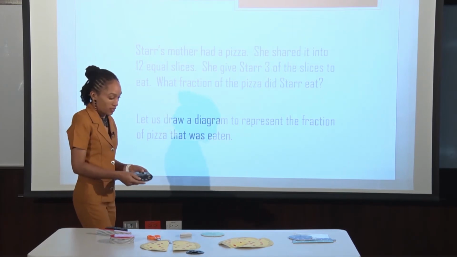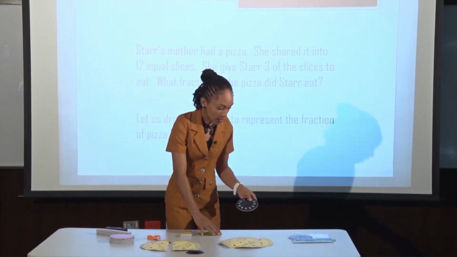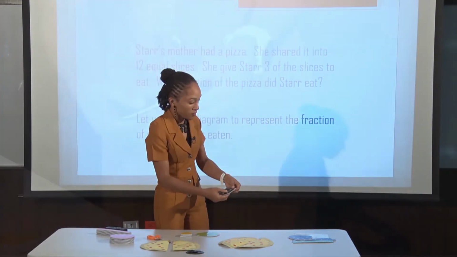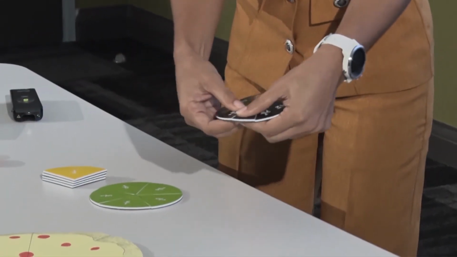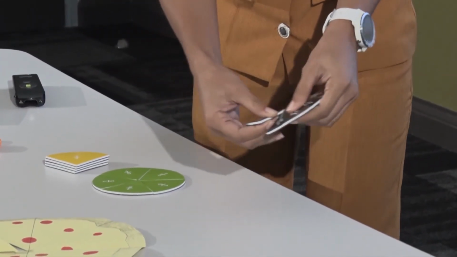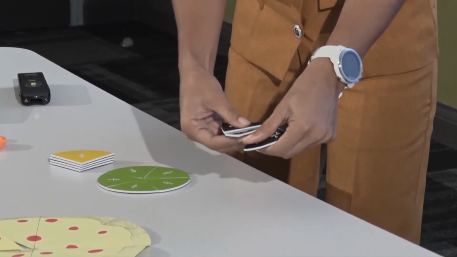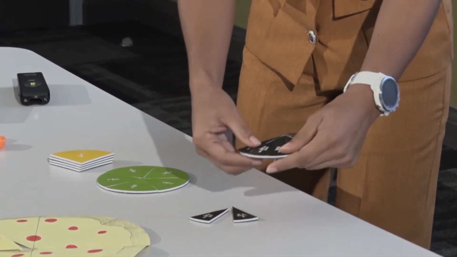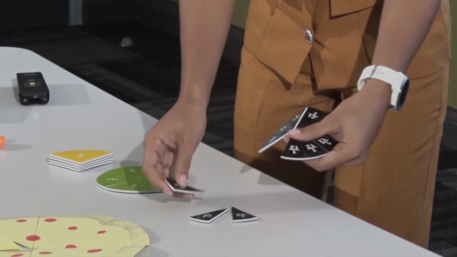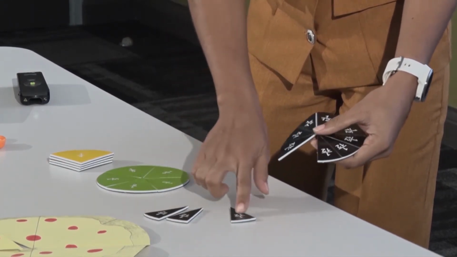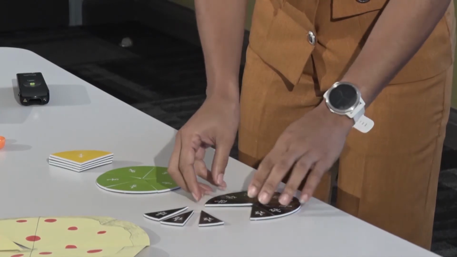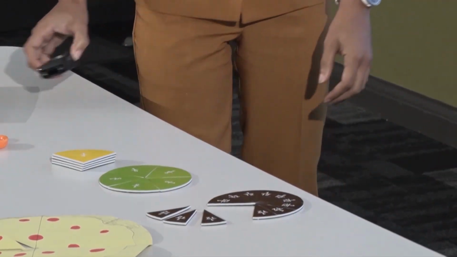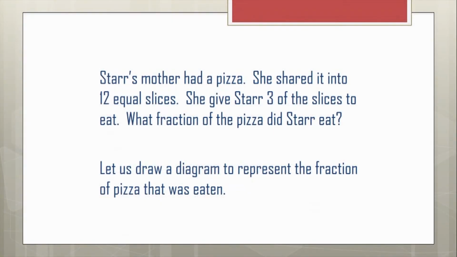Okay, we are pretending this is our pizza, okay? And it is shared into 12 equal slices. How many did Star eat? Star ate 3, okay? So I'm just taking out the portion that Star ate. So Star ate 1/12, 2/12, 3/12ths. So Star ate 3/12ths of the pizza. Let's see if we got that right.